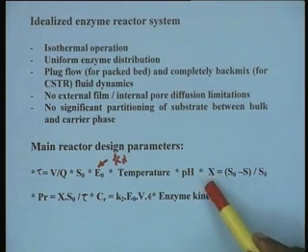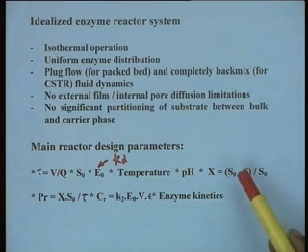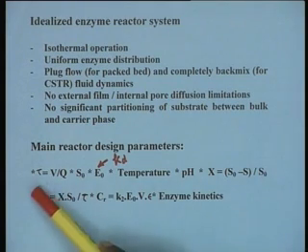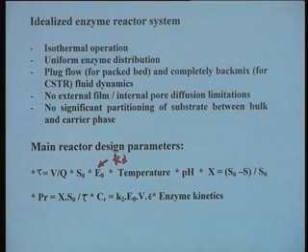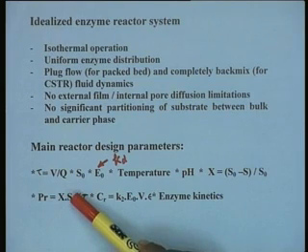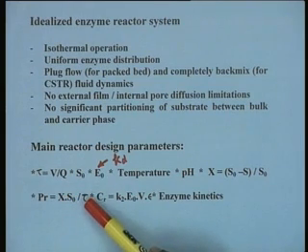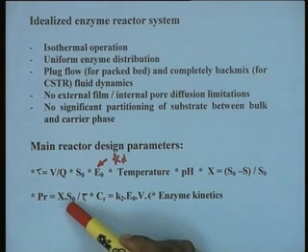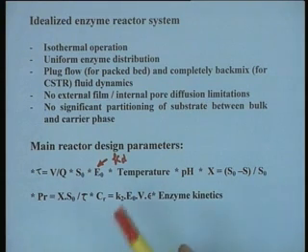Then the fractional conversion in the reactor, which can be defined as (S0 minus S) upon S0, that means the ratio of the difference in substrate concentration between the inlet and the outlet stream to the inlet concentration. Then the reactor productivity is another important parameter, X S0 upon tau. X S0 is the total product formed and tau is the space time, so it is the amount of product formed per unit time. Of course, if we consider S0 as a concentration term, it becomes per unit volume also.